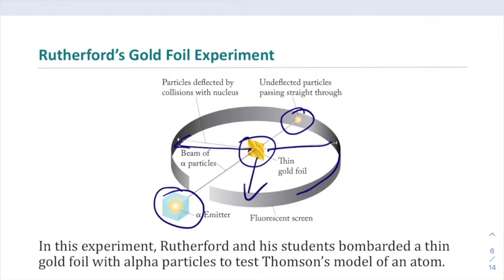And the idea here is if I take a shotgun, or not even a shotgun, just a handgun, and someone was holding a piece of tissue paper and I shot that, and that bullet bounced off that tissue paper. That's kind of what they were seeing here. This is amazing what they were seeing.